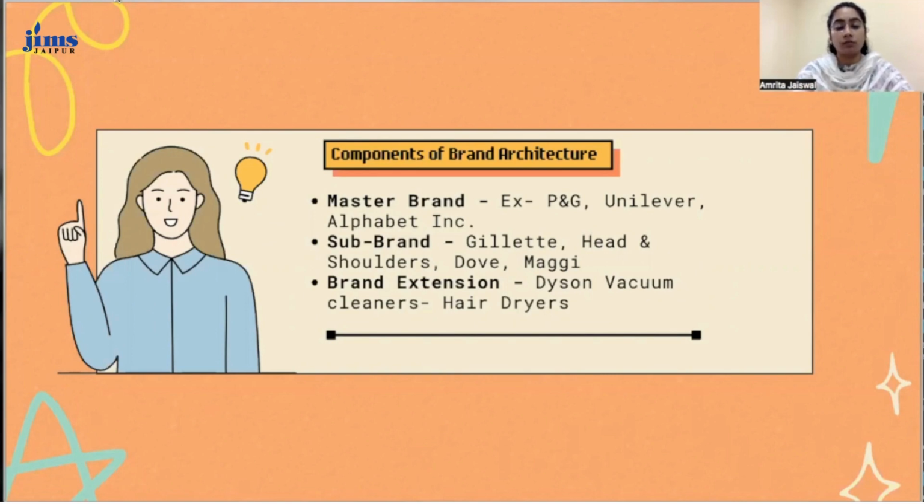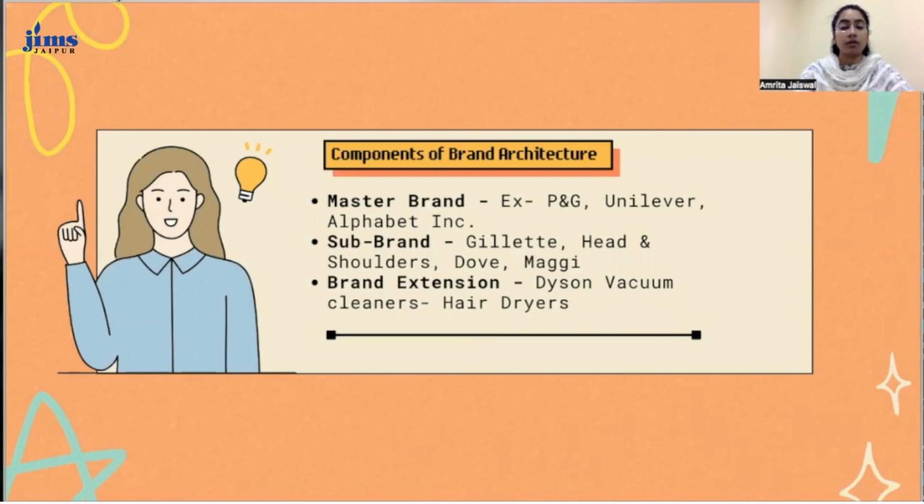Now coming to what is a sub-brand. A sub-brand is a product or service brand which is affiliated with the parent brand but has its own brand name and identity. As you can see on the screen, I have mentioned examples like Gillette, Head and Shoulders, Dove, and Maggi. All these different brands have their own unique brand image and their own unique selling proposition, and they are distinct from one another, even distinct from the parent brand.